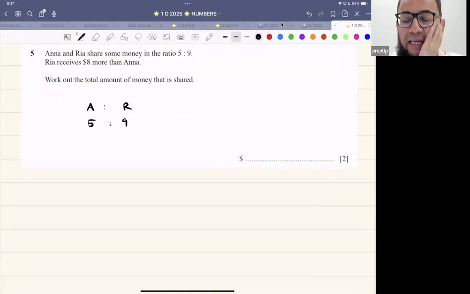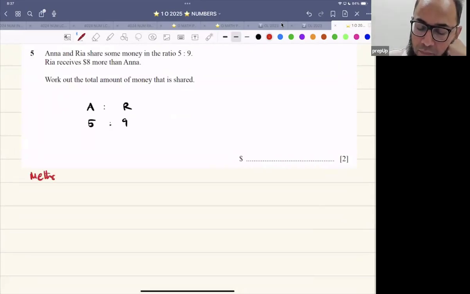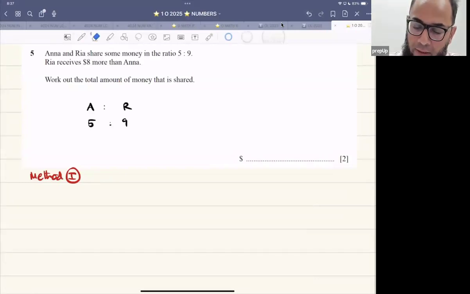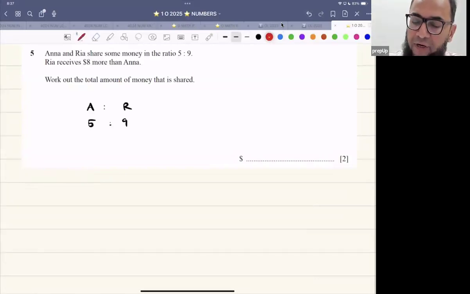So I can work in terms of the total thing. Let me work it out. Method 1. Or let me just work with ratios. I think it will be direct. If I work in this ratio, if Ria receives $8 more than Anna, if she receives X, she receives X plus 8. I think that is better.